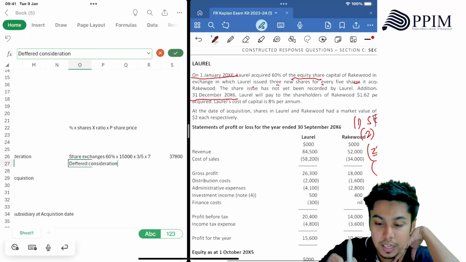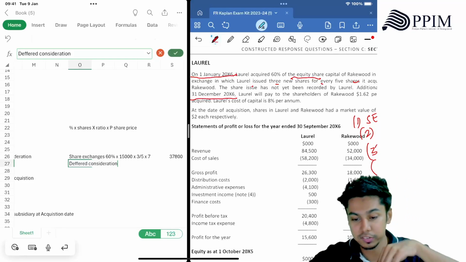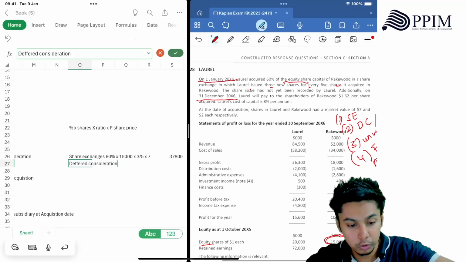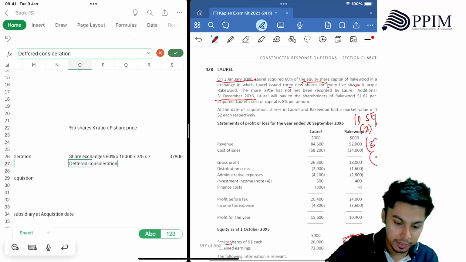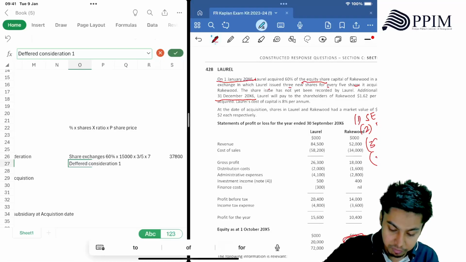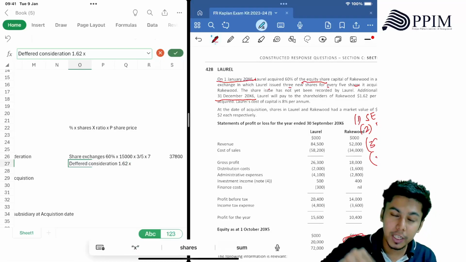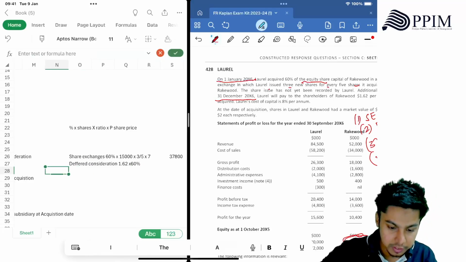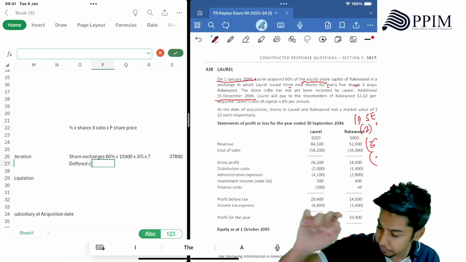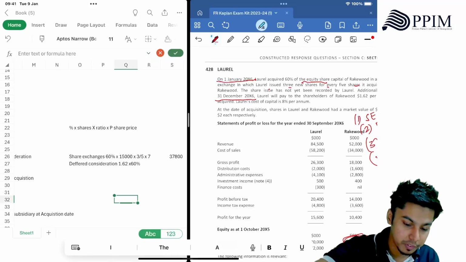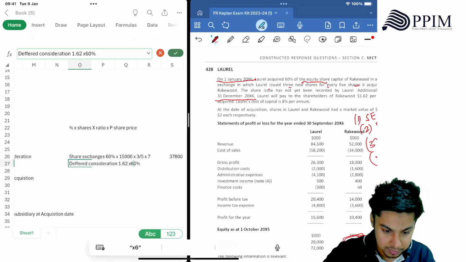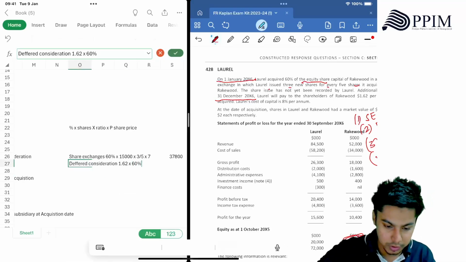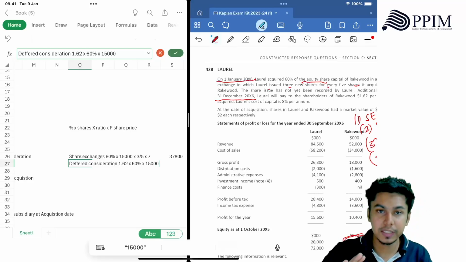After 1 year, Laurel will pay to shareholders 1.62 per share acquired. Okay, guys, look at this. They will pay 1.62 per share acquired. We bought 60% of the 15,000 shares. Okay, we went and bought, guys, 50%, sorry, 60% of the 15,000 share. Okay, guys, listen, deferred consideration.